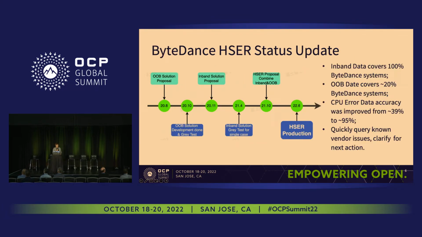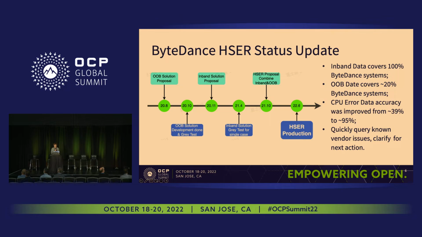After introducing the system design, we would like to share the overall status and the production of our Hyperscaler system error reporting. We proposed the ByteDance HSER project back in 2020. After 2 years of tests and development, the ByteDance Hyperscaler system error reporting in-band solution has been up and running on all the systems and has already helped us improve CPU error accuracy from 39% to 95%.